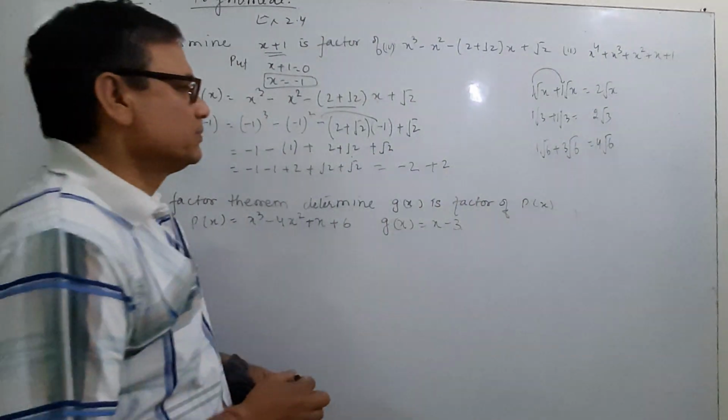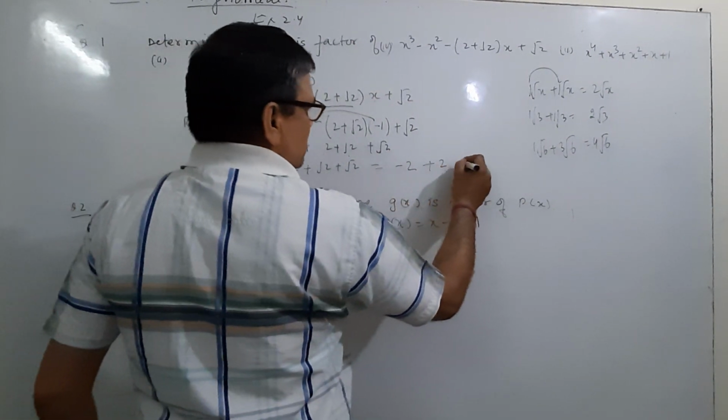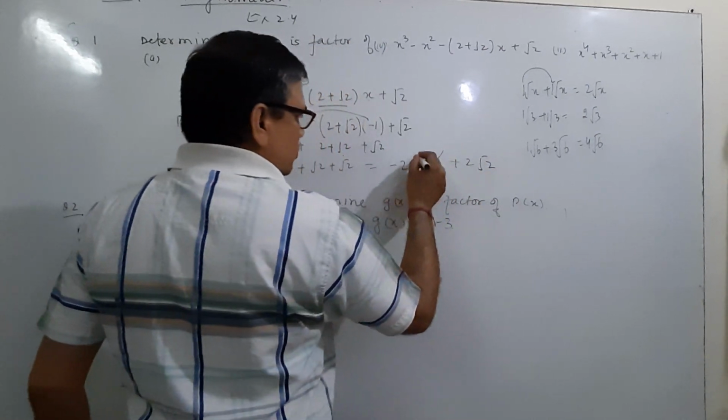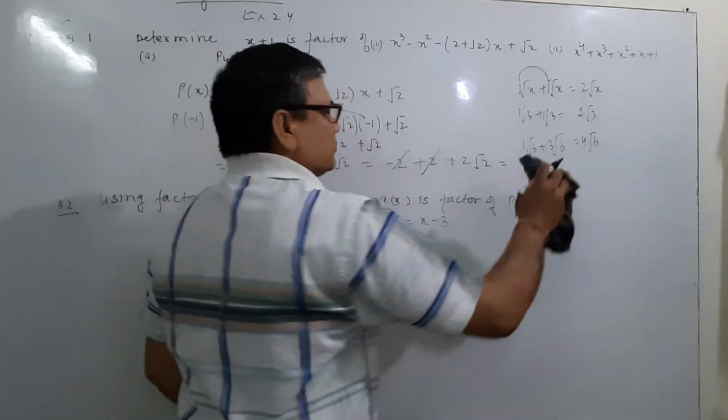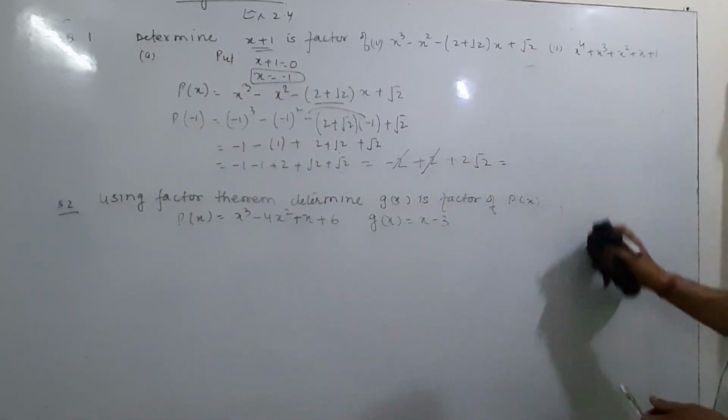What is your answer? Plus 2 root 2. And this root 2 will cut. Then the answer is 2 root 2. Answer is 2 root 2.